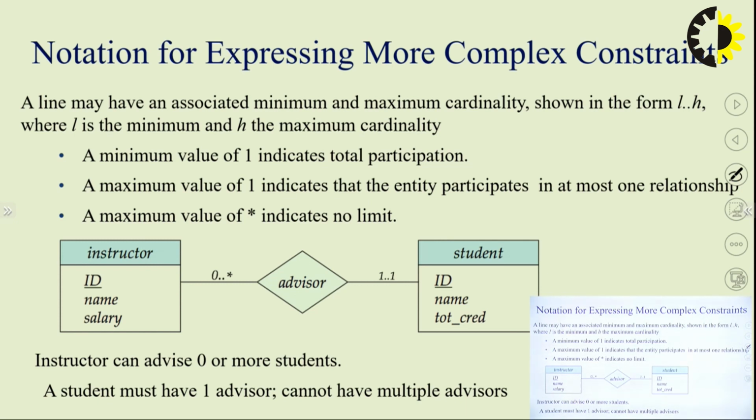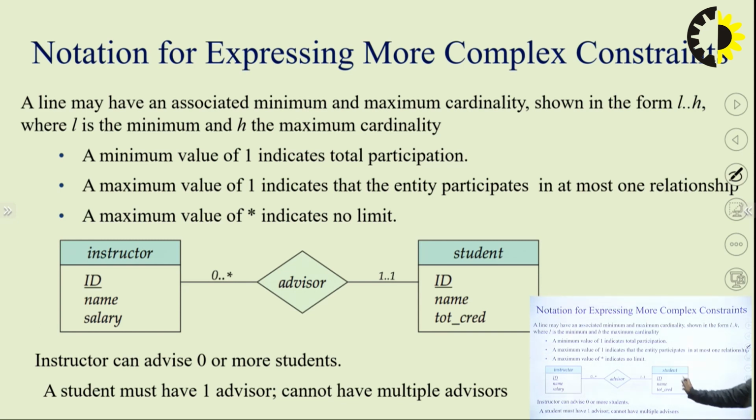Notation for expressing complex constraints: a line may have an associated minimum and maximum cardinality, shown in the form L to H, where L is the minimum and H is the maximum cardinality. A minimum value of 1 indicates total participation, and a maximum value of 1 indicates that the entity participates in at most one relationship. A maximum value of star indicates no limit.